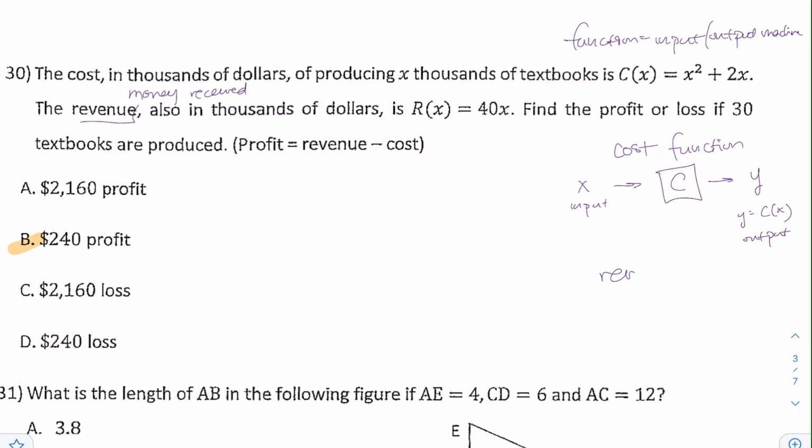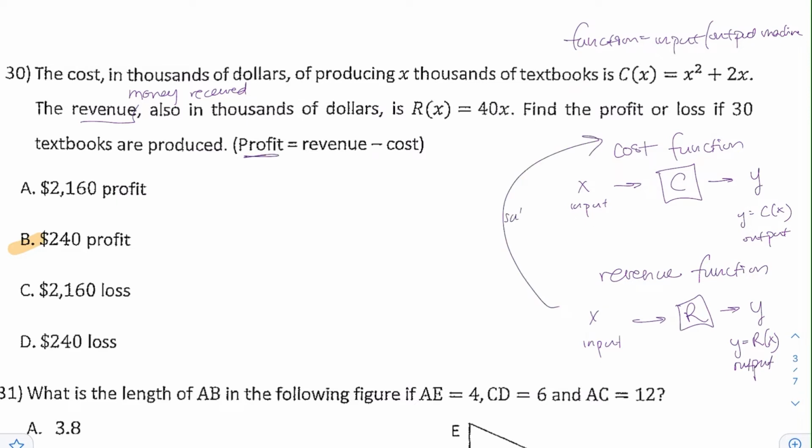So the revenue function is, again, you put in X, the input, which is the number of textbooks, to this R function, and you get the Y, where Y is equal to R of X, and this is how much money you're going to receive from that. And profit is the revenue function, subtract the cost function. So total profit is total revenue minus total cost, as stated here. So that's going to be, let's call this P of X, equal to R of X minus C of X. So you take these two functions and you just subtract.